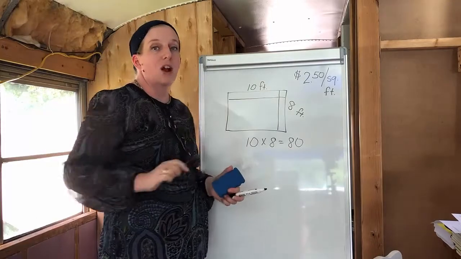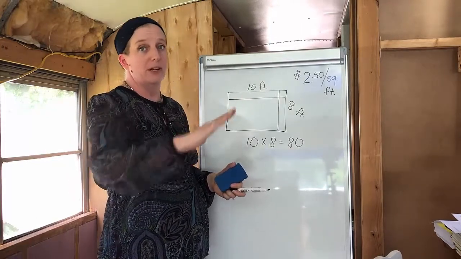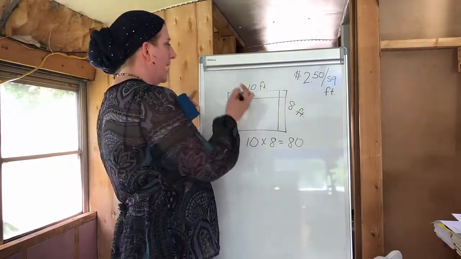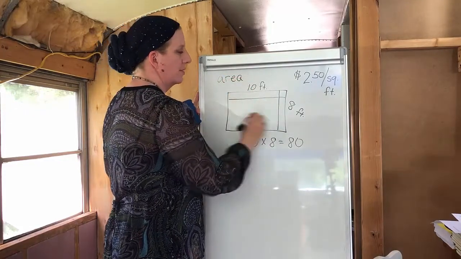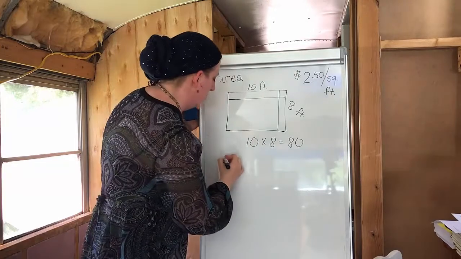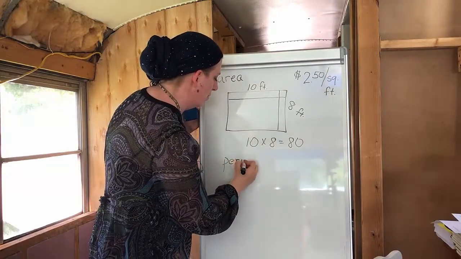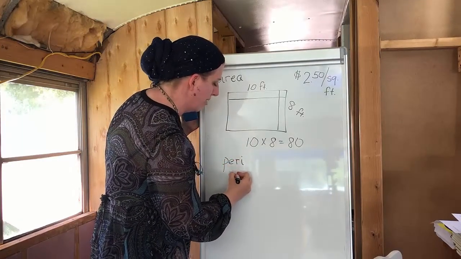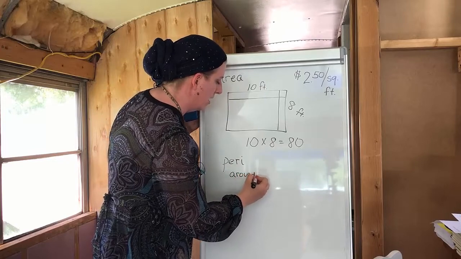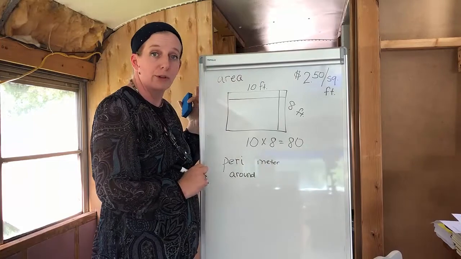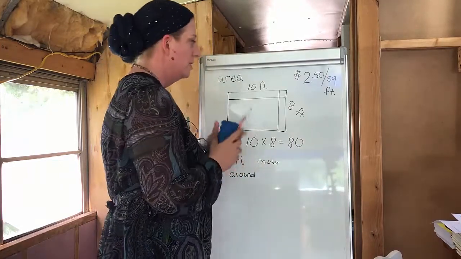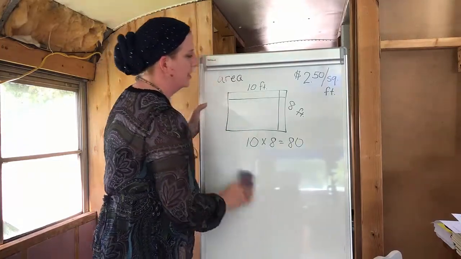So area is carpet, I tell my kids, and perimeter is fencing. So area meaning all of the squares that are in the living room. Perimeter, the word peri means around, and meter means measure. So you measure around the room. So that's where they get the words. So perimeter and area are very similar.